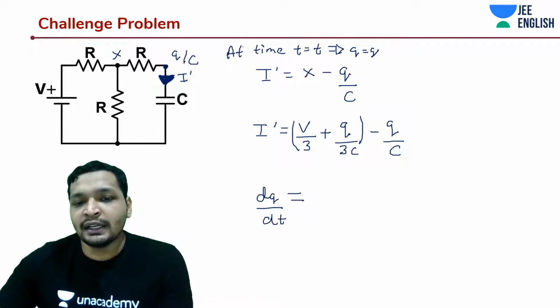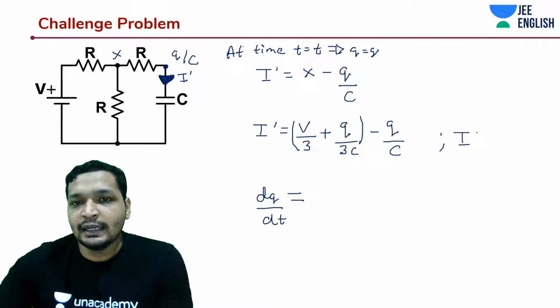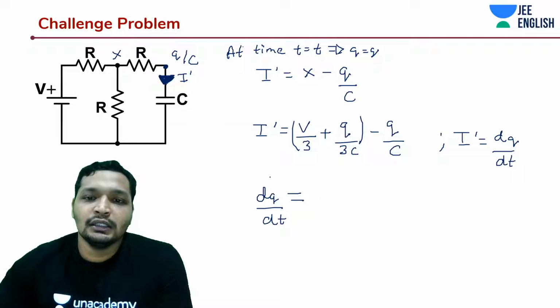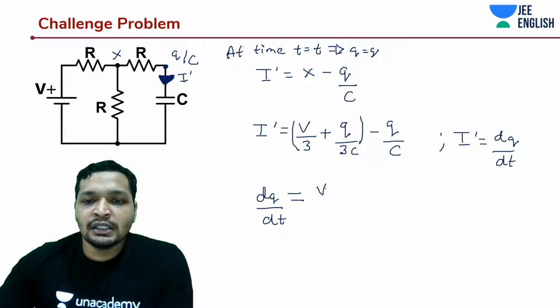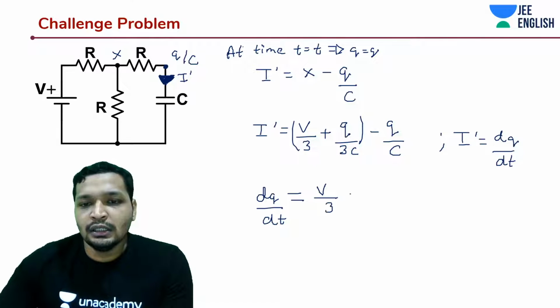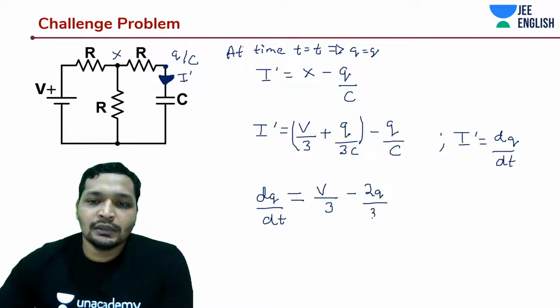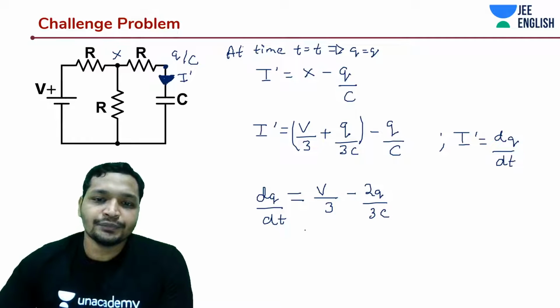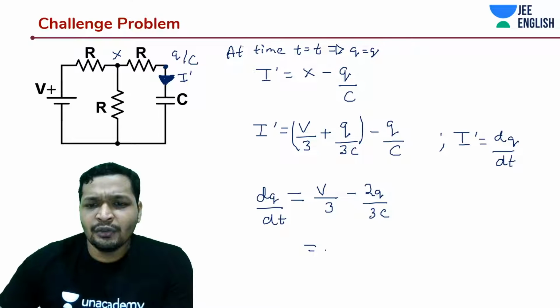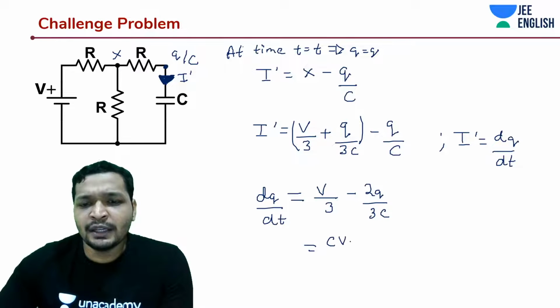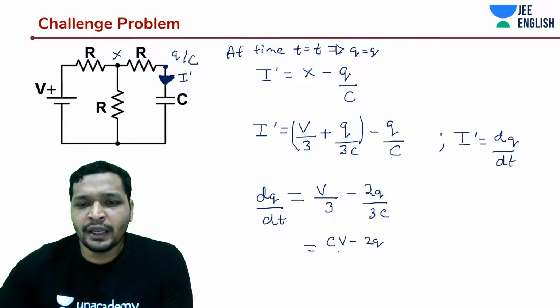This I dash, I'm writing it down as dq by dt basically. I dash is nothing but dq by dt. And how much is this? V by 3 minus 2q by 3c. Is that what we are getting? Yes. We need to make a common denominator. That's going to be (cV minus 2q) by 3c.